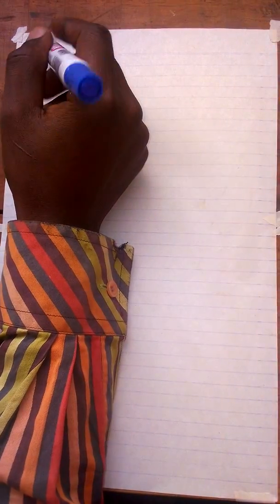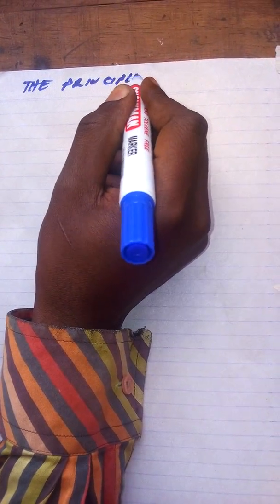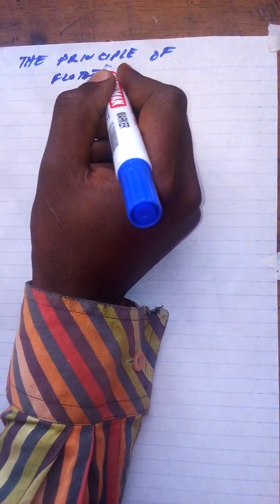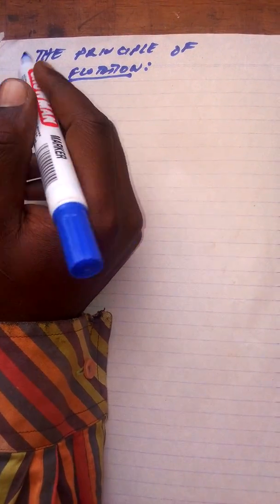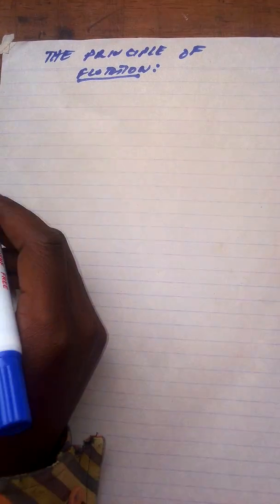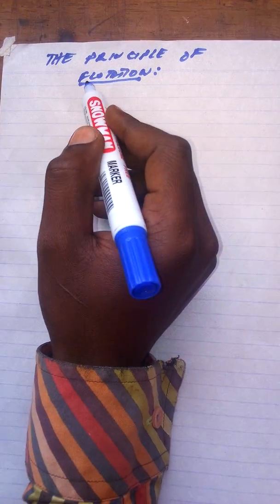Hi, in this video we will discuss the principle of flotation. We will understand the principle of flotation. So this principle, basically, how does it state? It states that the floating object or the floating body displaces its own mass or weight of the fluid in which it floats. So any floating object displaces its own mass or weight in which it floats.